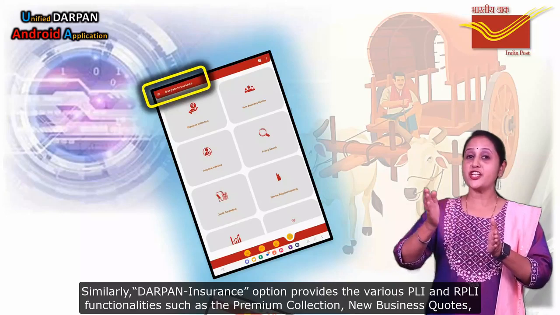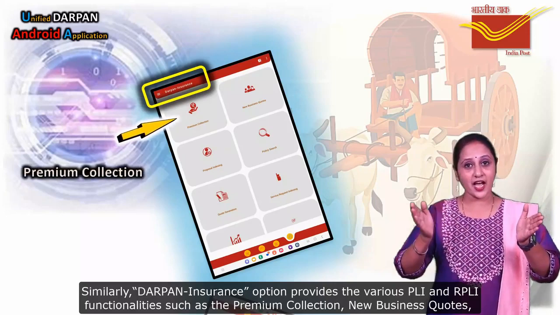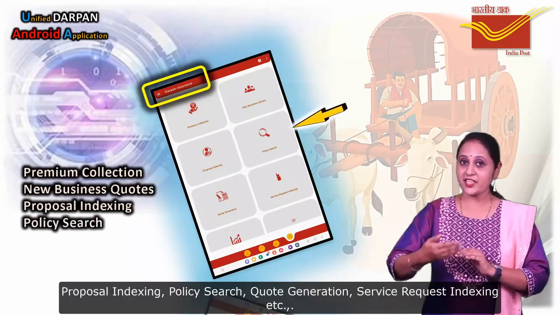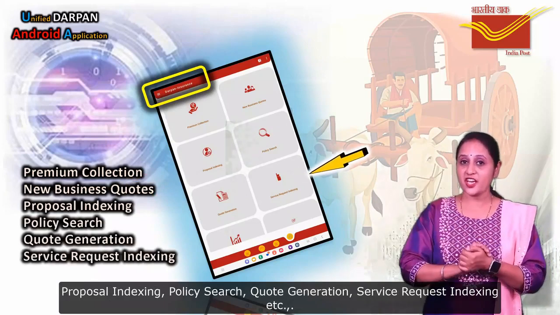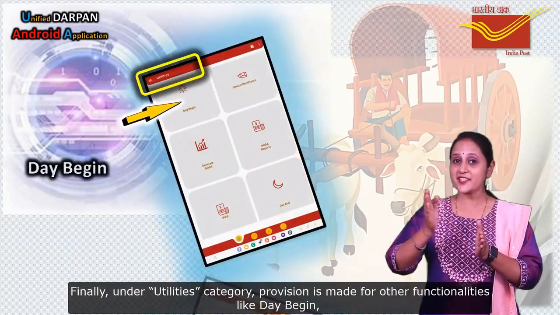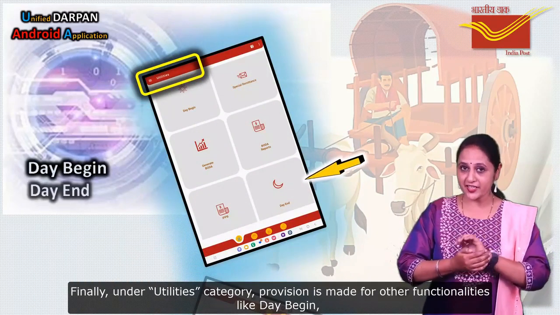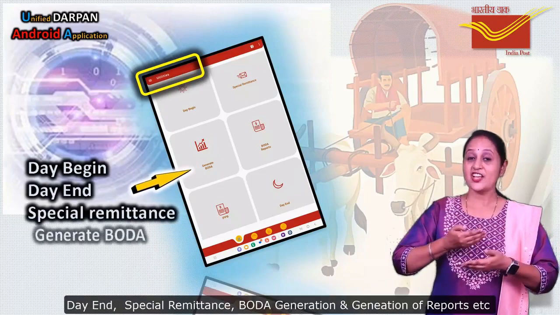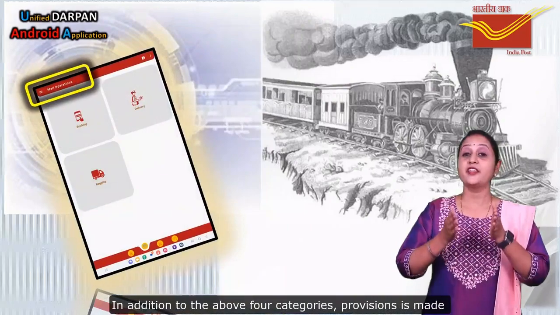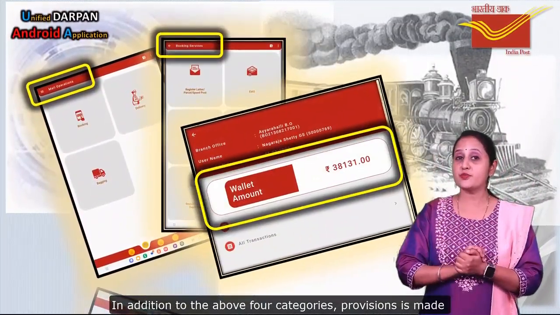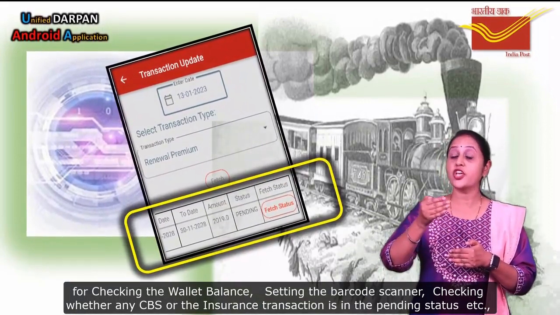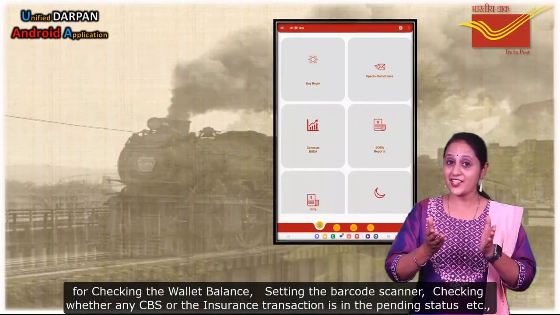Similarly, DARPAN insurance option provides the various PLI and the RPLI functionalities such as the premium collection, new business codes, proposal indexing, policy search, quote generation, service request indexing, etc. Finally, under utilities category, provision is made for other functionalities like day begin, day end, special remittance, border generation and generation of reports, etc. In addition to the above four categories, provision is made for checking the wallet balance, setting the barcode scanner, checking whether any CBS or the insurance transaction is in the pending status, etc.